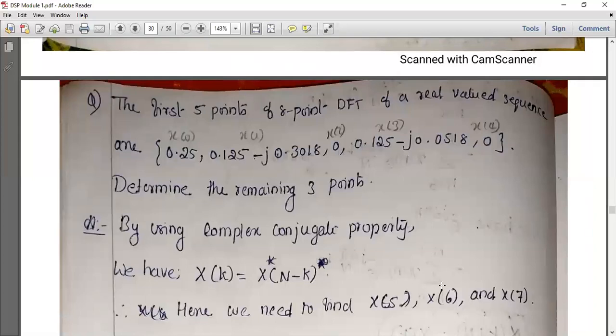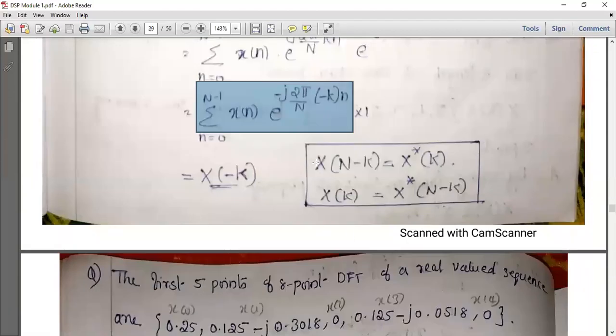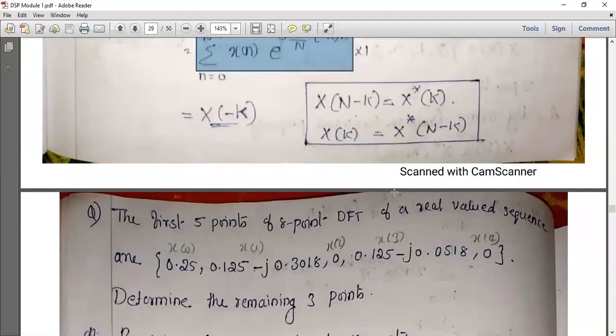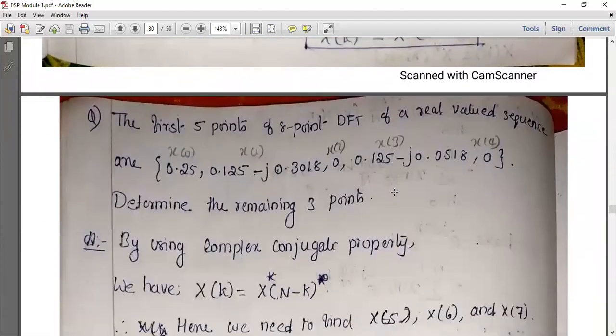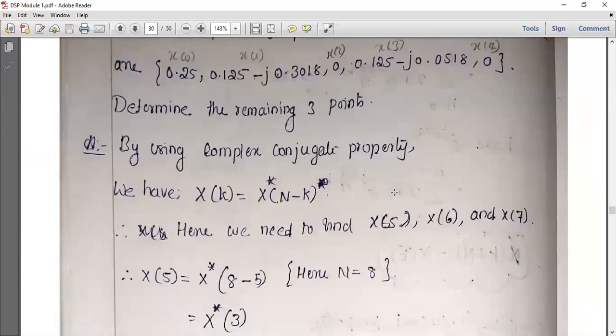By using the complex conjugate property we have x of N minus k is equal to x conjugate of k, or x of k is equal to x conjugate of N minus k. This is the equation. So we are taking the second equation, that is x of k is equal to x conjugate of N minus k. Here we have to find x of 5, x of 6, and x of 7.